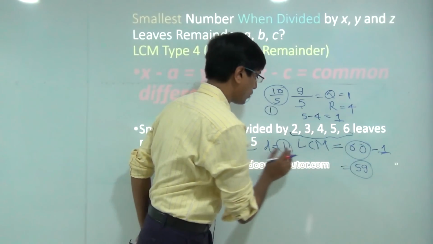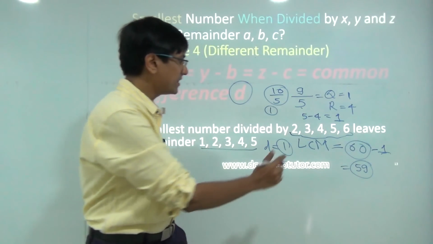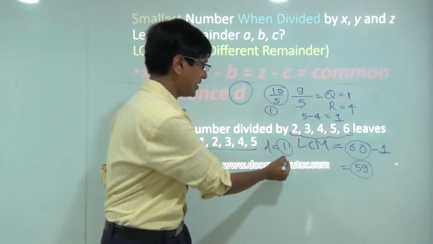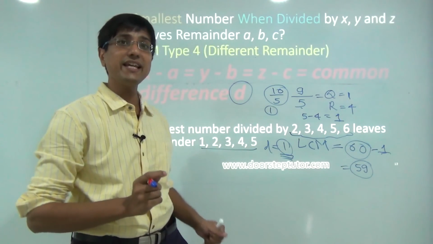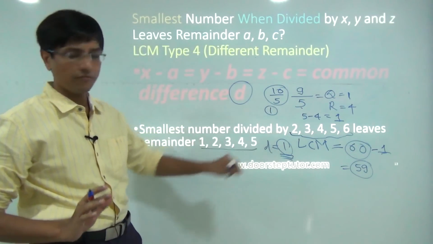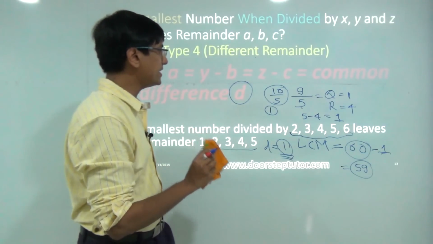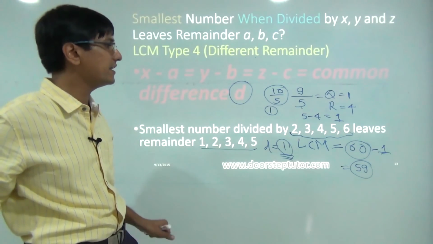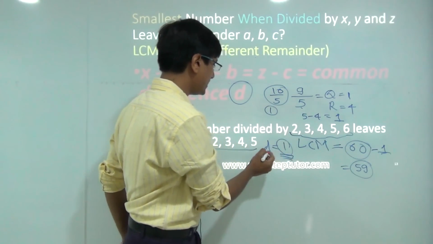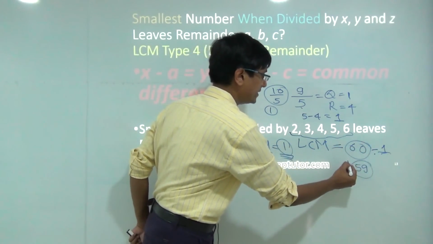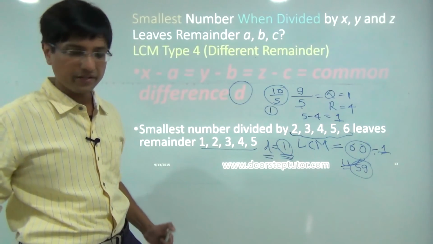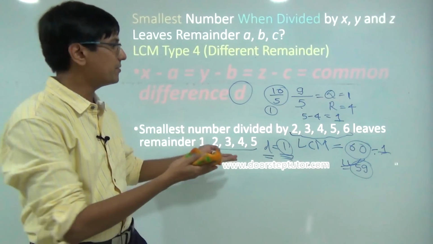So this common difference tells me that the number I am trying to find out is 1 short of being the LCM. That is what you have to understand here. In these kinds of questions, this common difference is the key. All I have to do is find the LCM of these numbers and subtract the common difference, and this is the answer. Very simple once you understand it.